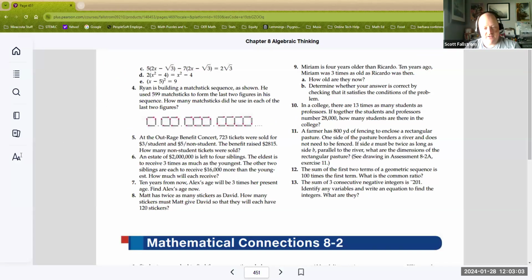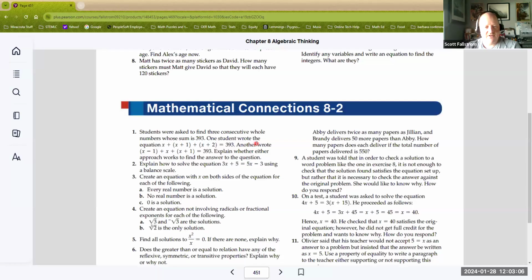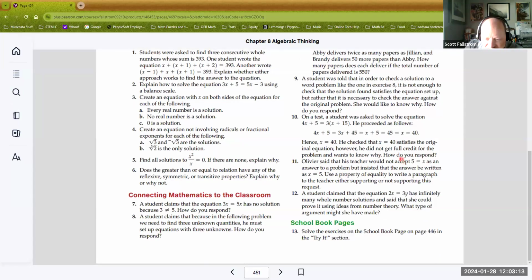And let's see here. I think there was an MC question as well. Let's see. Question 12. Question 12 says a student claimed the equation 2x equals 3y has infinitely many whole number solutions and said she could prove it using ideas from number theory. What type of argument might she have made?